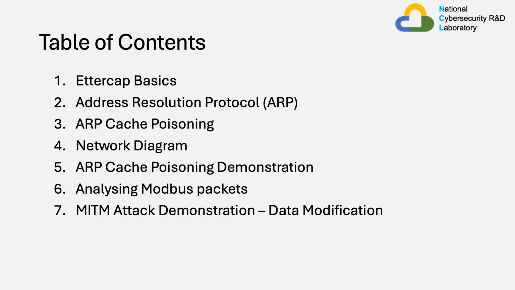Now, let's look at exactly what we'll be covering in this video. Firstly, we'll be going through what Ettercap is and how it is useful to us. Next, we'll be looking at what the Address Resolution Protocol is and how to poison the ARP cache. We'll briefly go through the changes made to the network diagram for this workshop and what we will use before going through a demonstration of ARP cache poisoning on the railway. We also touch on how to analyze and modify Modbus packets in the railway system through another follow-up demonstration.